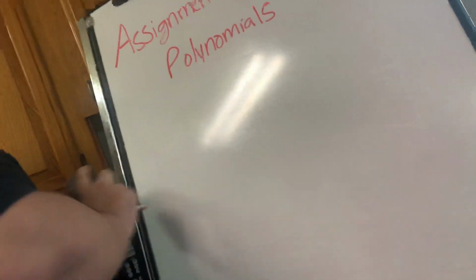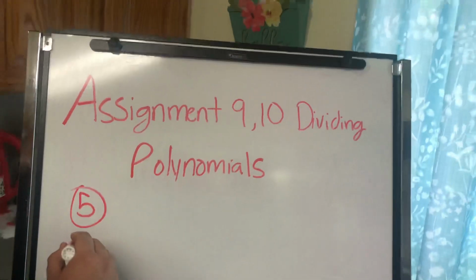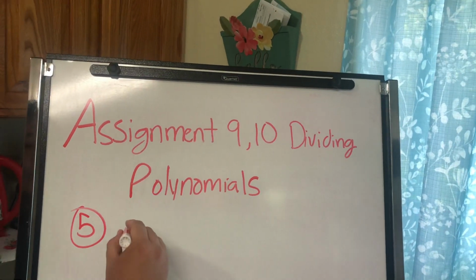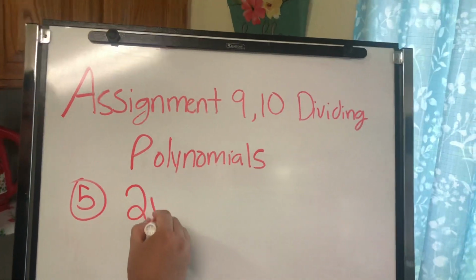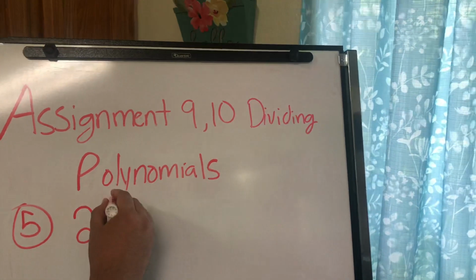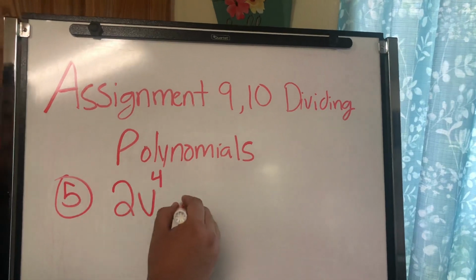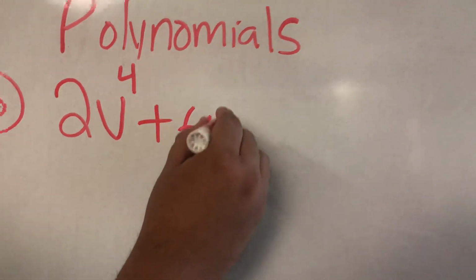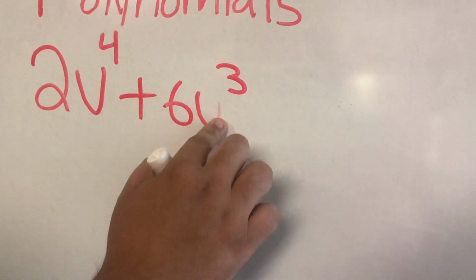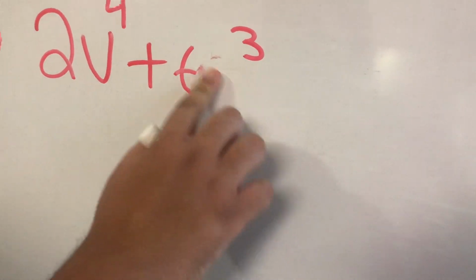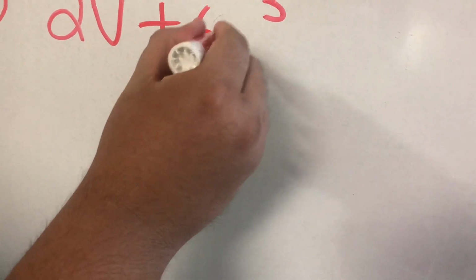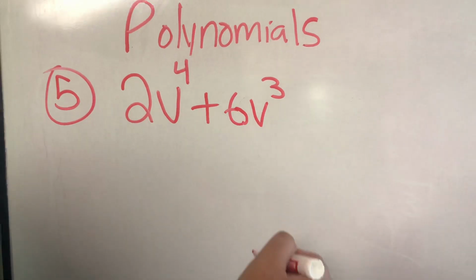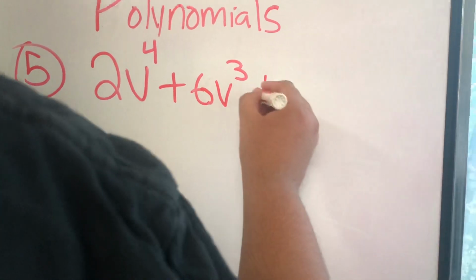So, example problem number 5. I'm going to write this as 2v to the power of 4 plus 6v cubed. Let me write this better instead of a u. I have a bad habit of that. So this is a v plus 8v squared.